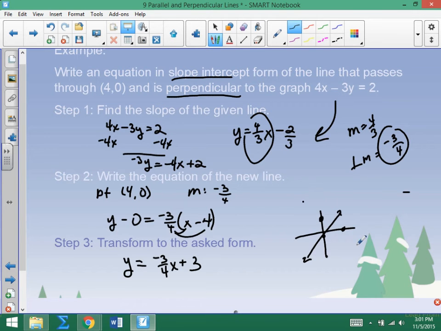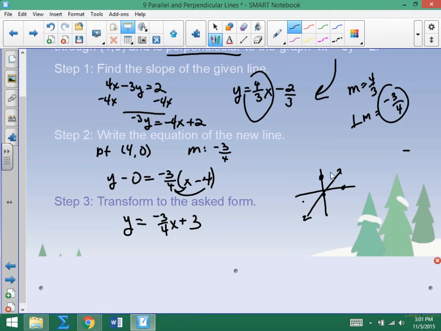and a slope of negative, I don't know why my pen's not working, but -3/4. So if I were able to use my clicker right now, I would draw the line going through here. So just try to envision it, but you can see by our estimation that it really would give us a perpendicular or right angle perpendicular intersection.